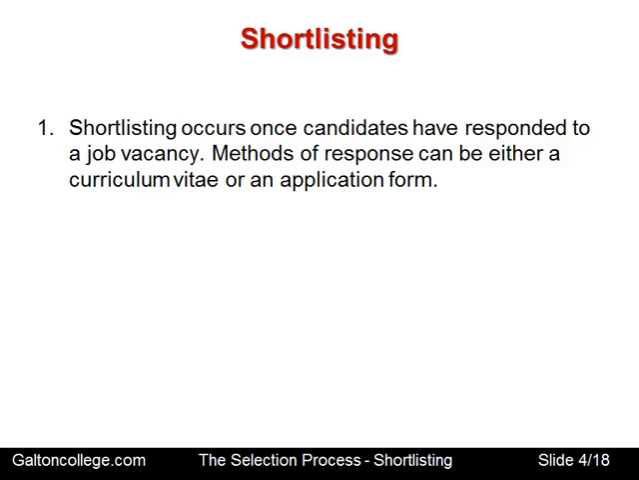Shortlisting occurs once candidates have responded to a job vacancy. Methods of response can be either a curriculum vitae, a CV, or an application form. Those are the usual ways in which people apply for jobs. They submit their CV, their curriculum vitae, or some people say a resume, to the company. The CV contains all of the essential information about them: name, address, education, work experience, and a little background on themselves.